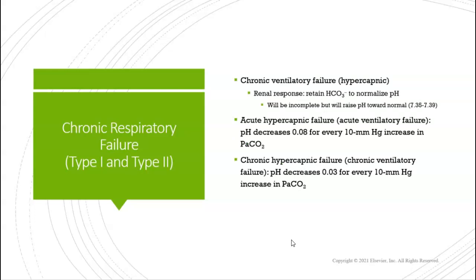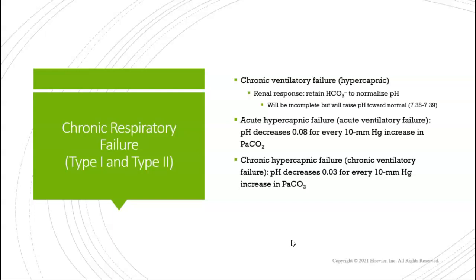Like I said, in hypercapnic chronic ventilatory failure, the renal response is to retain bicarb with the goal to normalize the pH. It's not going to bring the pH all the way back to that perfect midline of 7.4, but it's going to get it somewhere in that 7.35 to 7.39 range. We're never going to compensate past the midpoint.